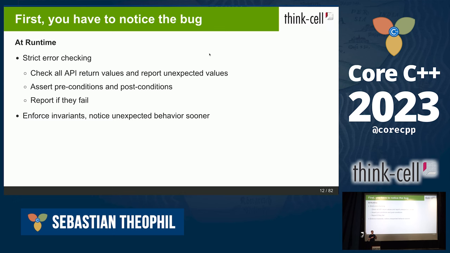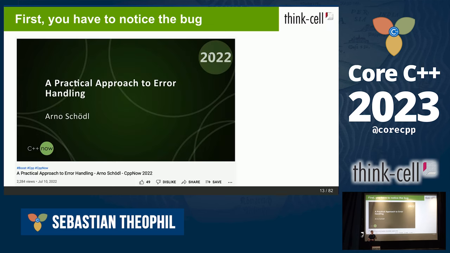We're also writing a lot of asserts, and we're keeping them in not only debug builds, but also in release builds. And asserts that fail will also trigger an error report that is sent to our backend. This helps us to enforce invariants, to make sure our program, when it runs, stays on that track of behavior that we defined, that we thought about. And we want to know as soon as our program deviates from that path. There's an entire talk by my boss, Arno, about our approach to error handling that I invite you to check out.